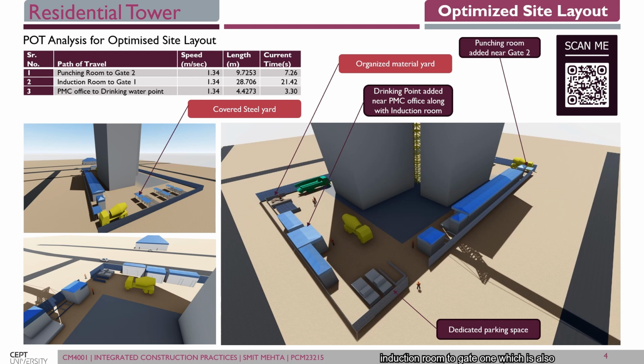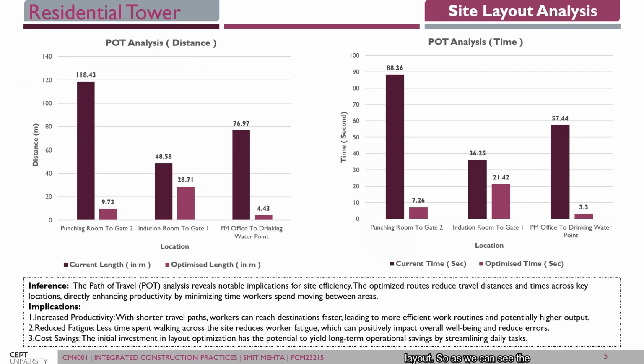Same for the induction room to gate 1, which is also reduced by 28 meters, and time is reduced to 21 seconds. From the PMC office to the drinking water point, a new water point is added. So that's why the new length is 4.42 meters, where the current time is 3 seconds for the drinking water point to PMC office. And we have also enhanced the site with a dedicated parking space and also given a new safety park area for the site, which is not there in the current site layout.